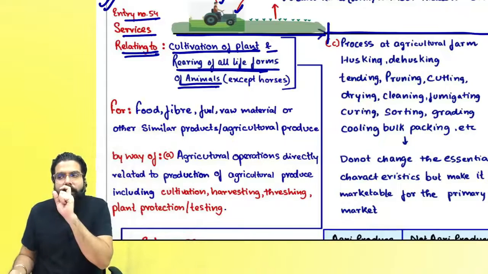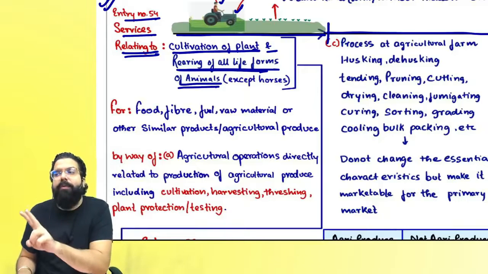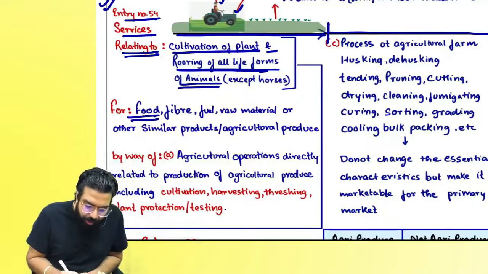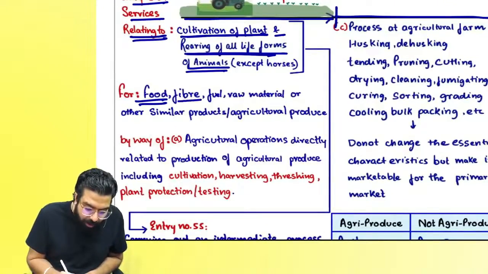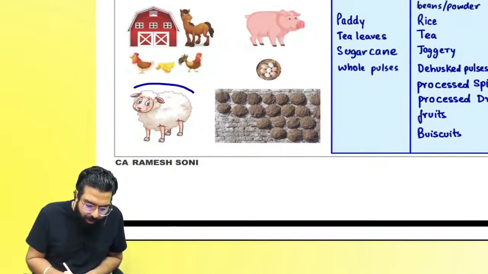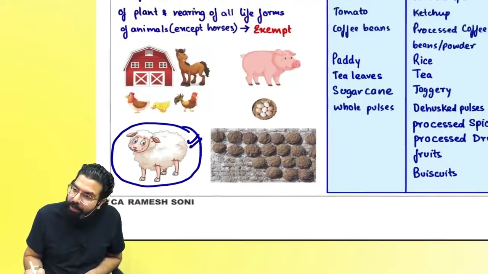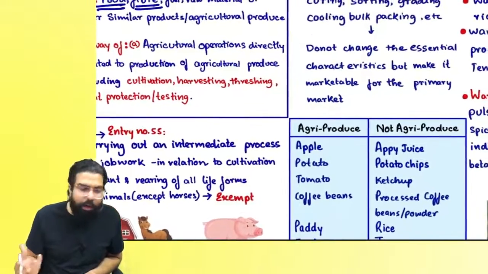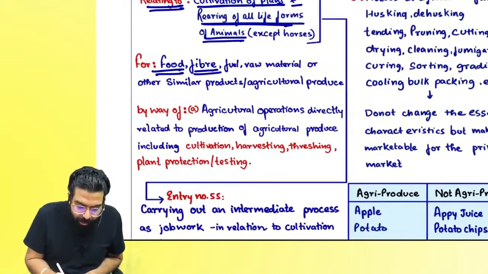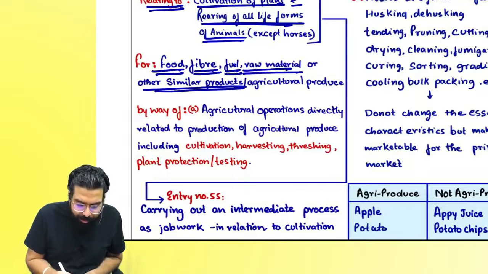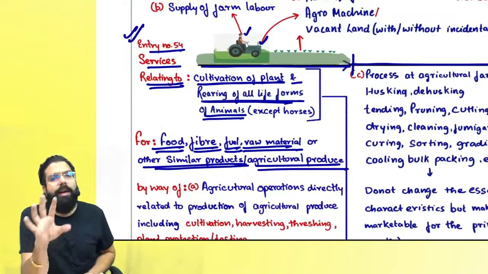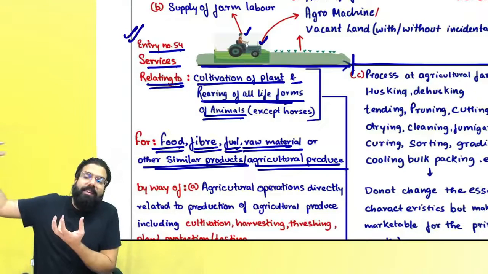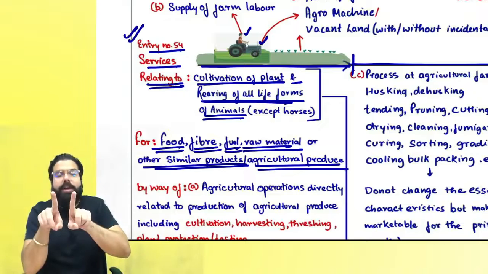Now, why does a person do cultivation of plant and rearing of life form of animal? It can be for food. Plants are grown for food. Animals are also grown for food. Sir, fiber. What do you mean by fiber, everyone? For example, silk, this textile fiber is there. This fiber, wool, it's a fiber. Then, sir, fuel is there, or it can be raw material or any other similar product or agricultural produce. So anyone who is giving services in relation to cultivation of plant or rearing of life form of animal.